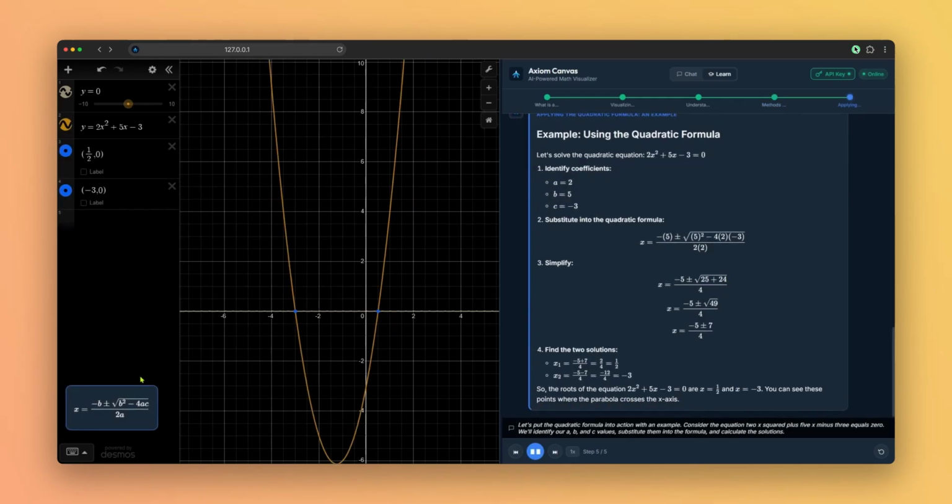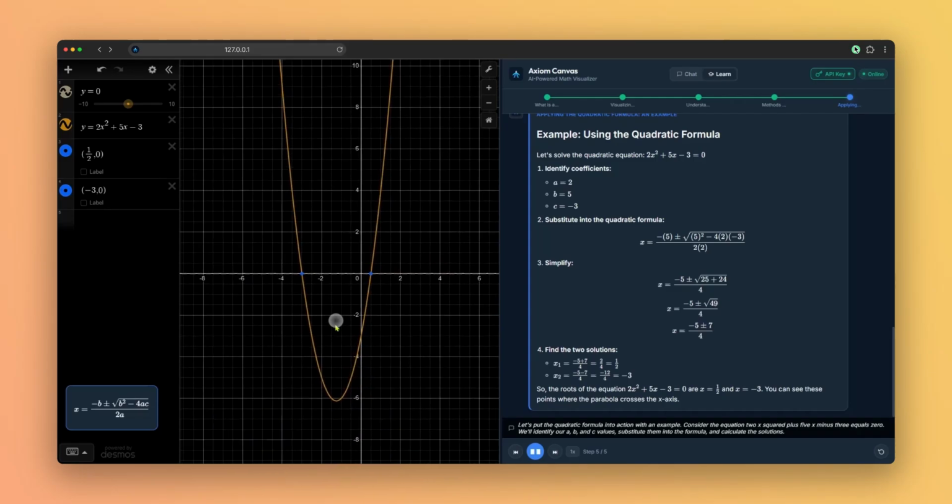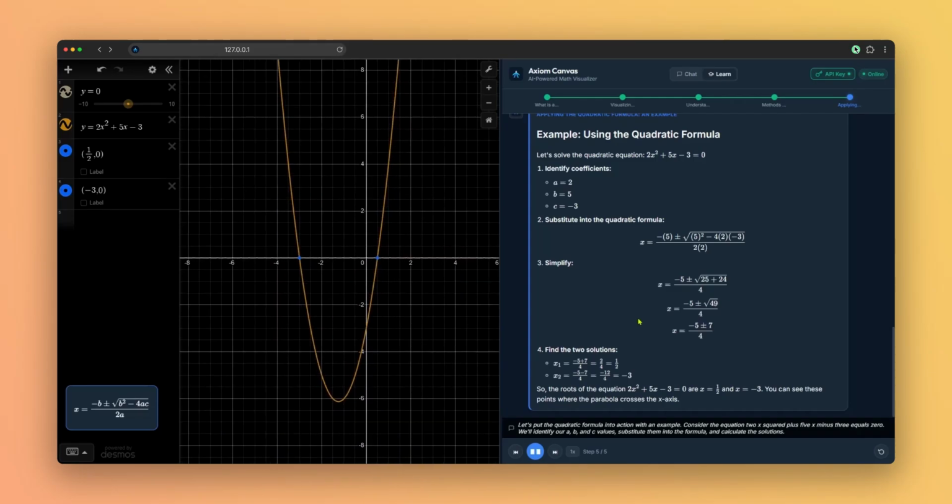Let's put the quadratic formula into action with an example. Consider the equation 2x squared plus 5x minus 3 equals 0. We'll identify our a, b, and c values, substitute them into the formula, and calculate the solutions.